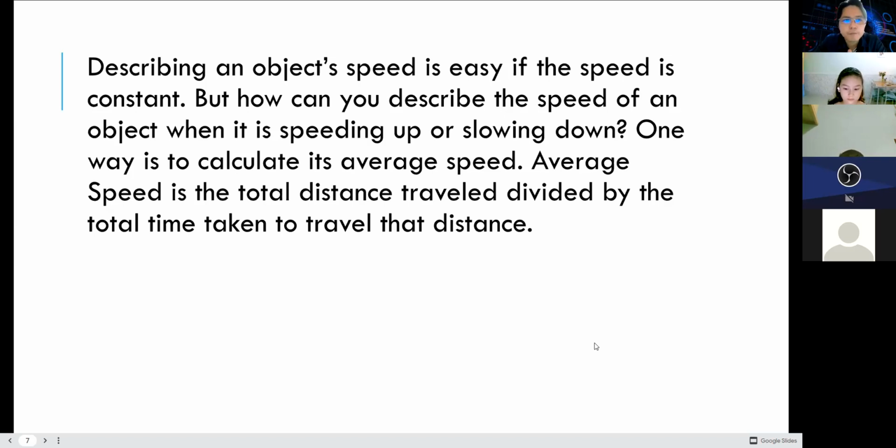Take note, if an object is not in constant motion or constant speed, we can calculate its average speed, right? I have a lot of problems here concerning constant speed, and of course the constant changes in speed. It could be slowing down, or it could be accelerating or decelerating. So hopefully we can grasp some of them.